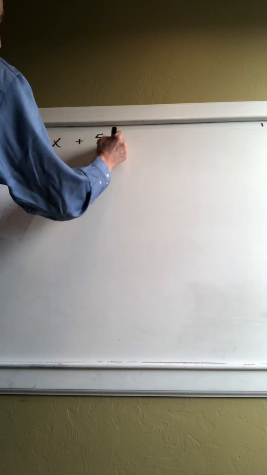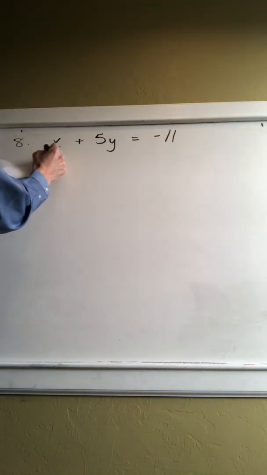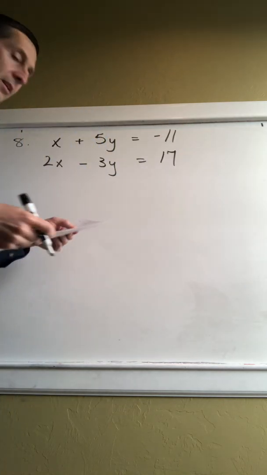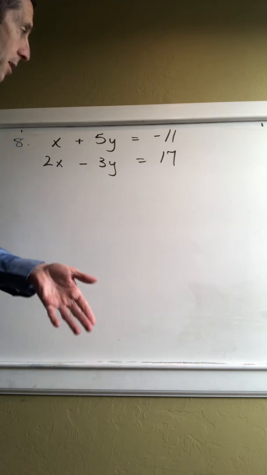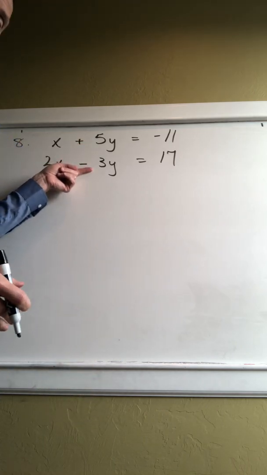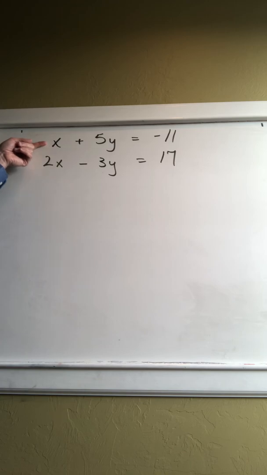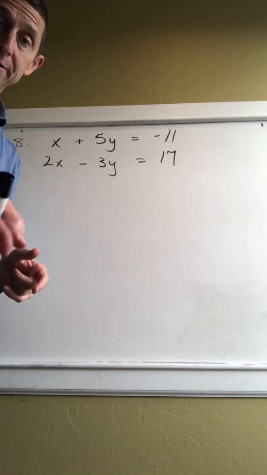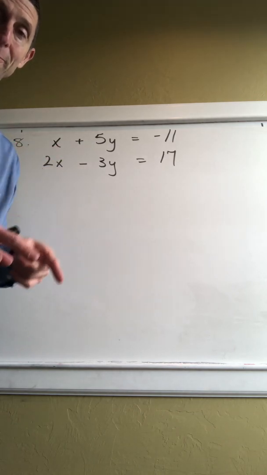So what if everything's not so nice and neat? Let's say you have one that does not eliminate right off the bat. Let's call this number 8. That's a negative 11. Here's 2x minus 3y equals 17. Okay, so when you look at this problem, this is plus 5, negative 3. Well, they don't knock each other out. Here's a 1x and here's a 2x. They don't eliminate either. So you have to work on this to get what you need. I'll show you what I'm talking about.